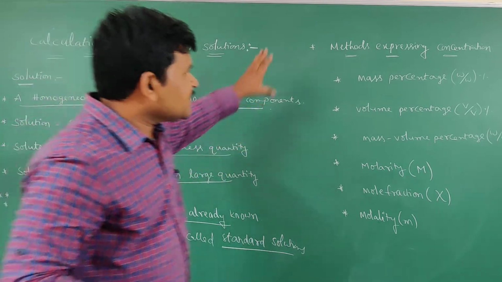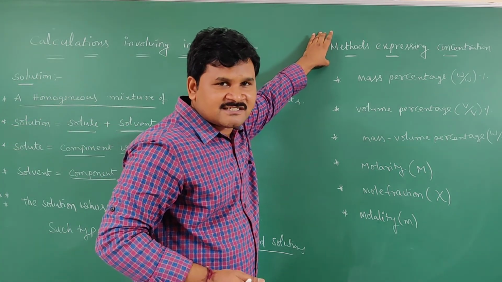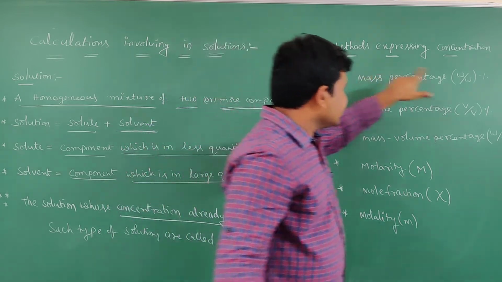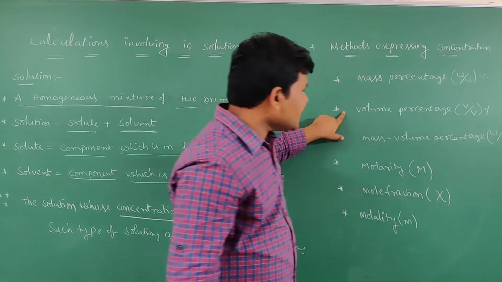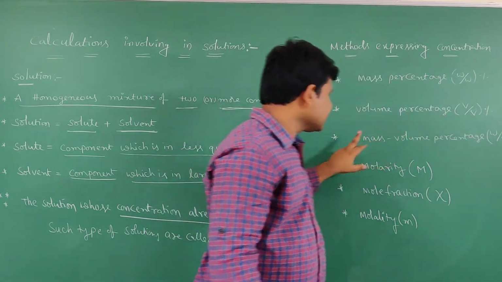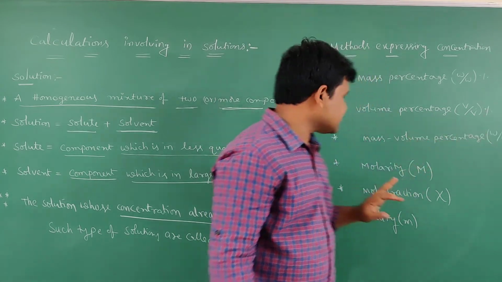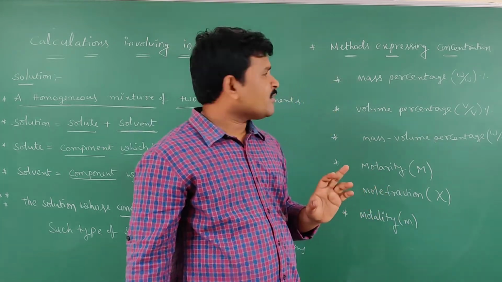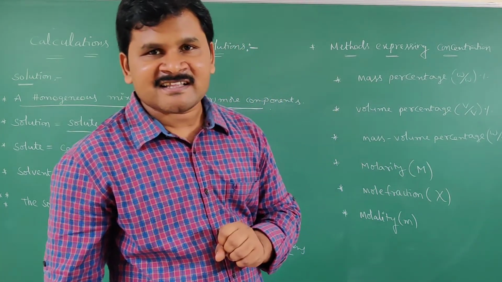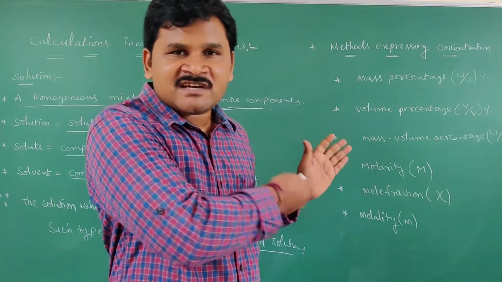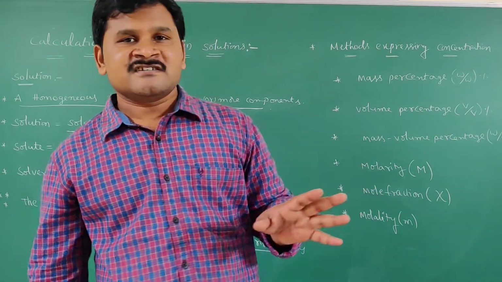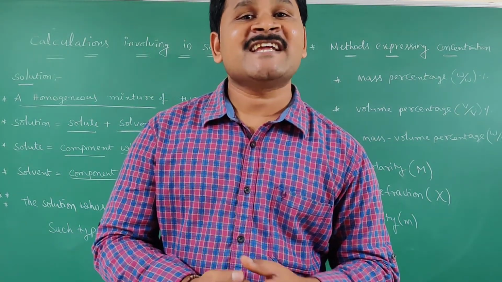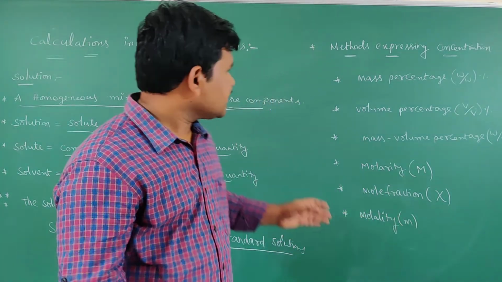We have different methods to express the concentration of solutions. The important methods are mass percentage, W by W percentage, volume percentage, V by V percentage, mass volume percentage, W by V percentage, molarity, mole fraction and molality. By using these methods, we can calculate how much solute or solvent is present in a given solution.